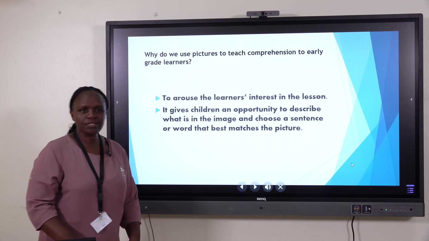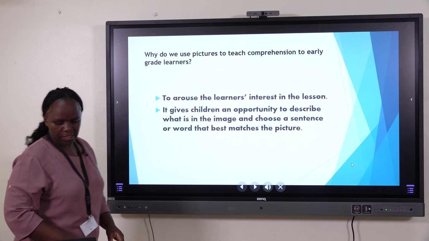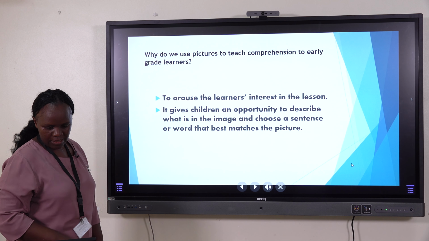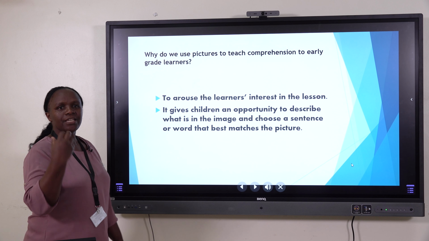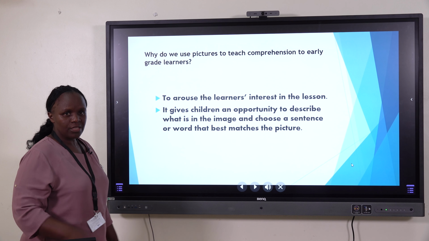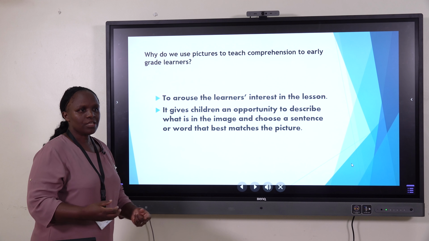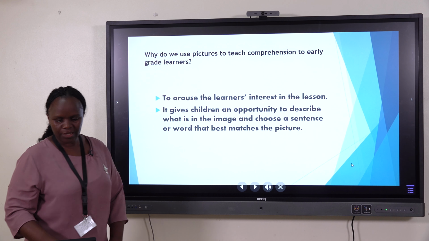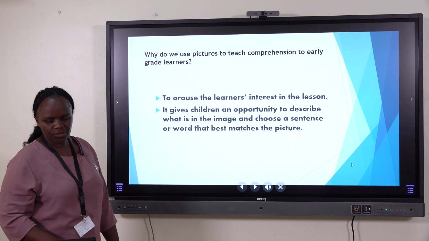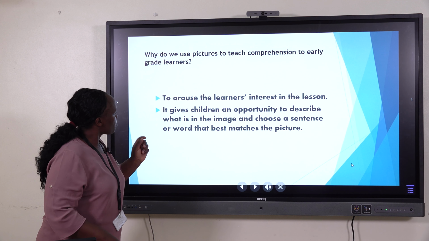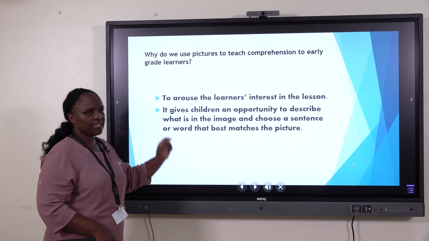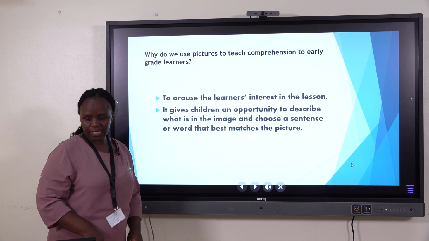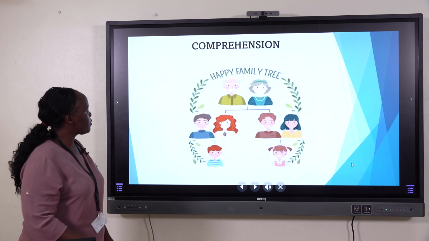Now in this lesson, I want us to know why we use pictures in a comprehension lesson for a primary 3 class. One of the reasons is to arouse the interest of those learners so that they engage fully in the lesson, so that they are able to understand what they are reading. The second one, it gives children an opportunity to describe what is in the picture, and choose a sentence or a word that best matches the picture, as we are going to see in the story which we are going to read.